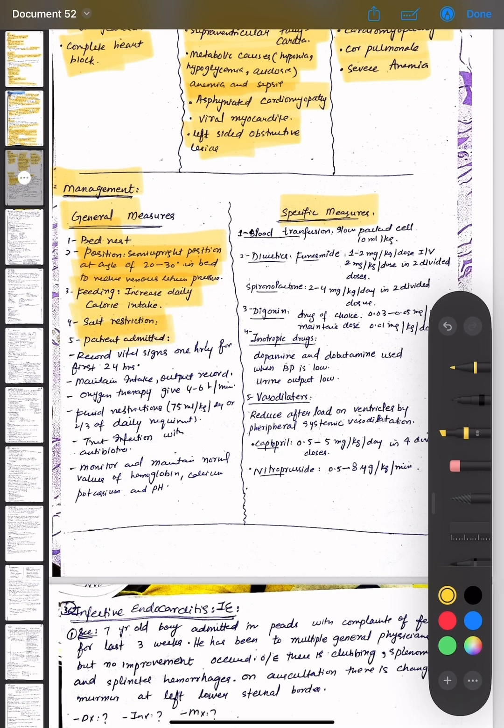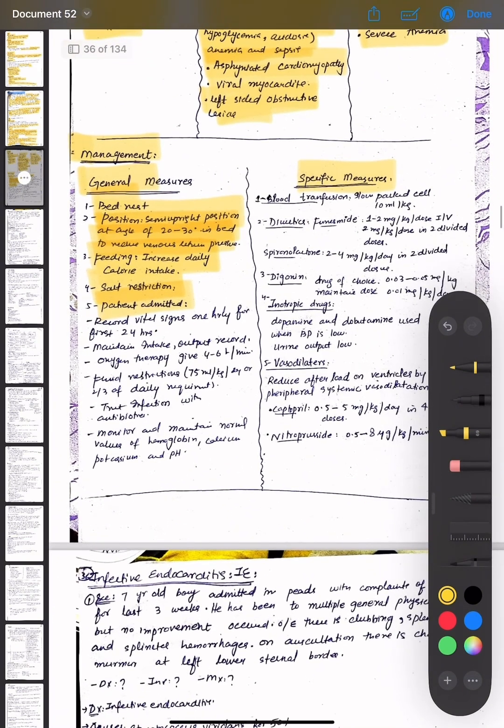Record vital signs, once only for the first 24 hours. Maintain an intake output record. Oxygen therapy: give 4 to 6 liters per minute. Fluid restriction is then applied, that is 75 ml per kg per day, or two-thirds of the daily requirement. Then treat infections with antibiotics. Monitor and maintain normal values of hemoglobin, calcium, potassium, and pH.